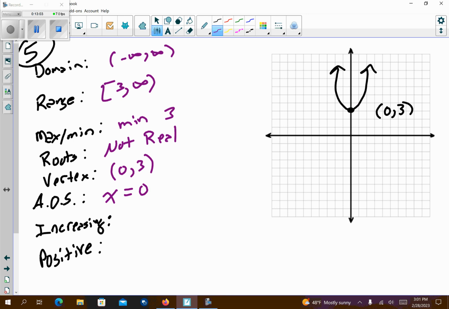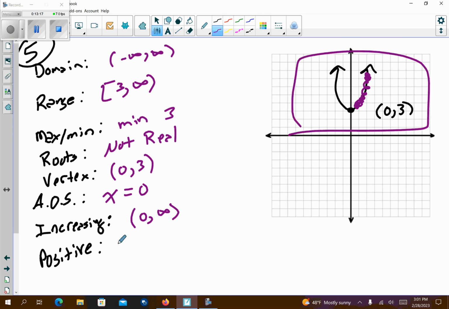And then where is this increasing? It's increasing from the vertex to here. As I go to the right, it goes up. So it's increasing from soft bracket 0 to infinity. As I go to the right, it continues to go up. Where is this graph positive? Well, everything about this graph is above the x-axis. So it's positive from negative infinity to positive infinity.